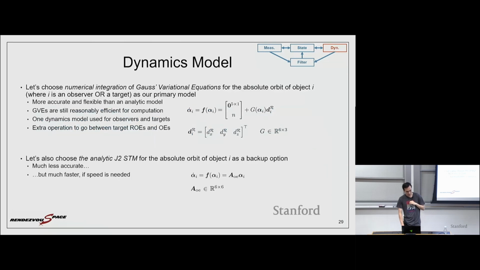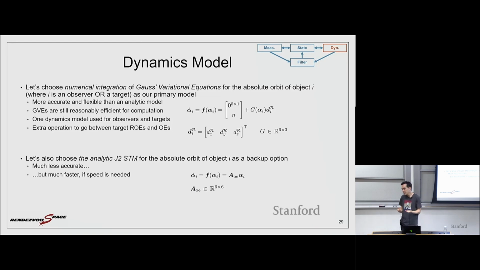So for Star Fox, we choose numerical integration of the Gauss variational equations, or the GVEs. And we do this for the absolute orbit of all the objects. So that's both the absolute orbit of the observer and the absolute orbits of the various targets. So even though the target states are ROEs, we move them back into absolute orbit space for the propagation. The reason for doing this is that it's nice to have one dynamics model that can be applied to the observer and the targets for consistency.